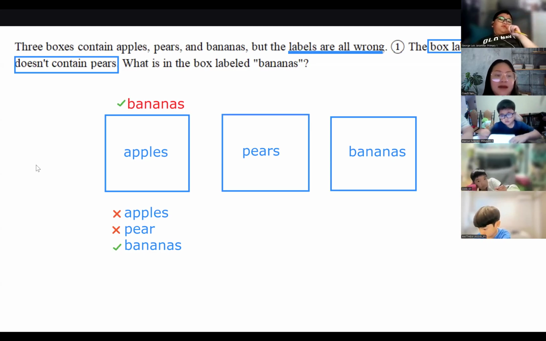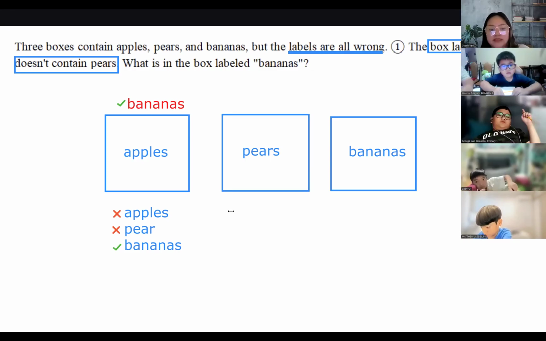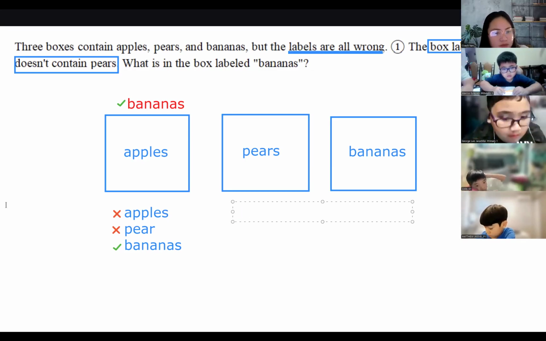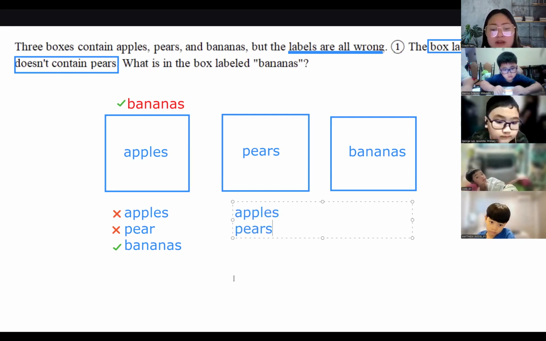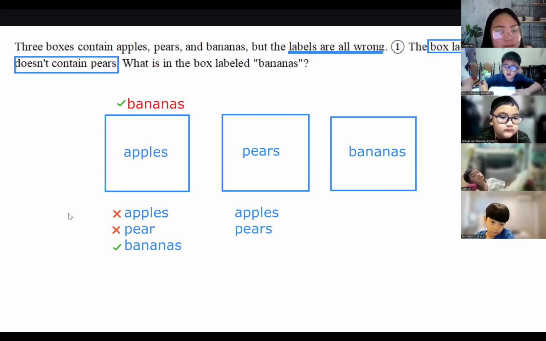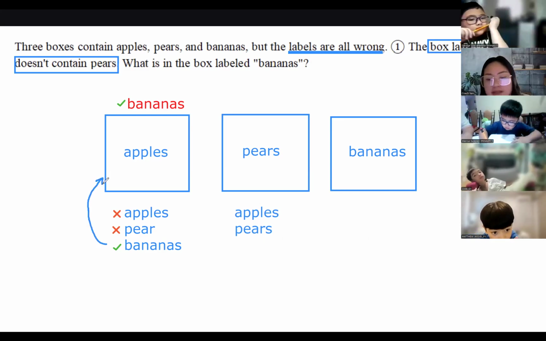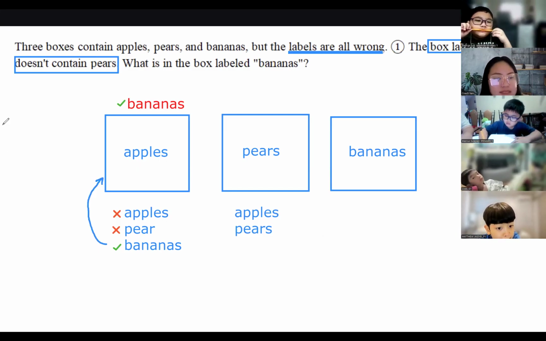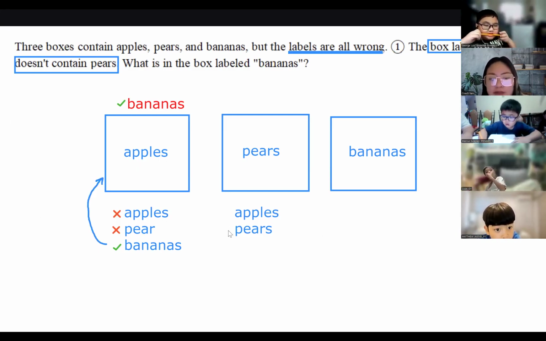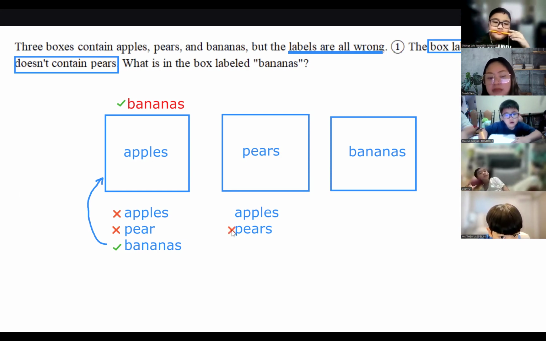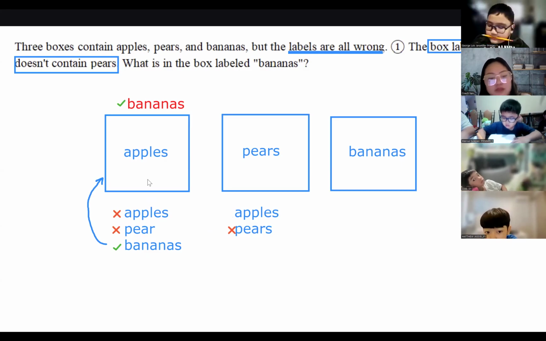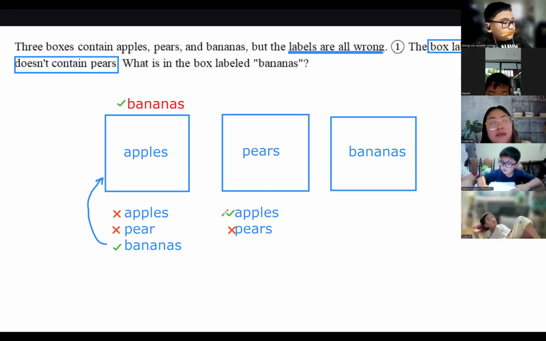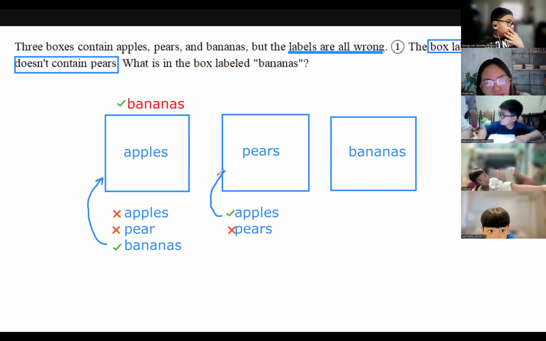Now, let's go to pears. Still, you have apples and you have pears. We are not listing bananas here because we already know that bananas are in this box. So, this is labeled pears. That means since they are all labeled wrong, this box doesn't actually contain pears. Get it? So, what is left here is apples. So the box with the label pears actually contains apples.